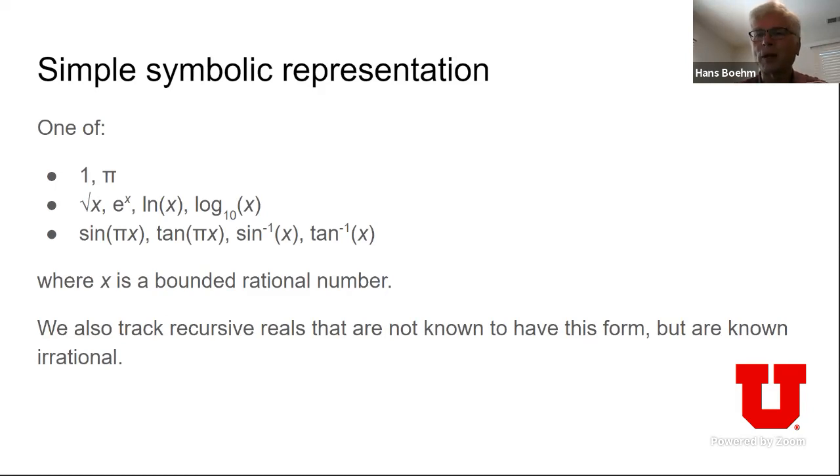The simple symbolic representation is really simple. It's basically one of the following here. It's the constant 1 or pi. Again, remember that this can be multiplied by a rational number. Or it's one of a small finite collection of functions applied to a bounded rational number. In addition, it turns out we tweak this a little bit to sometimes keep track of whether numbers are known to be irrational.